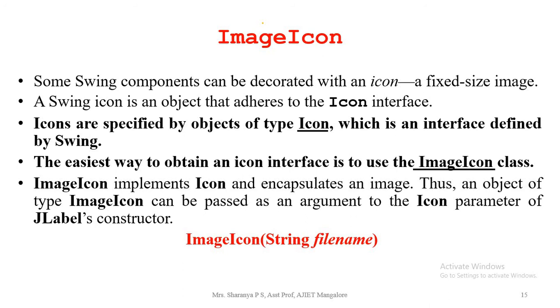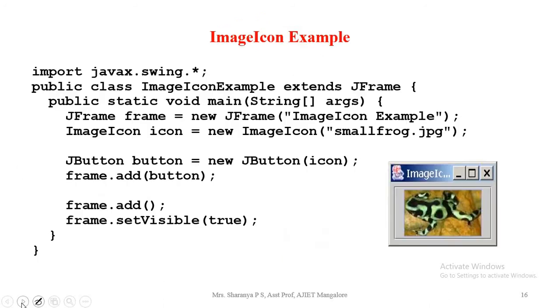Next, let us see what an image icon is. This is a special feature which is available in Swing. Along with inserting labels, if we want to add an image to a button, this is possible by using the class called ImageIcon. Here the icon is specified by an object of type Icon, which acts as an interface defined by Swing. So ImageIcon is a class which needs to be used. Here we can pass a file name where the image exists, that is the path or the actual file name of the image which needs to be displayed, and then we can add it as a parameter.